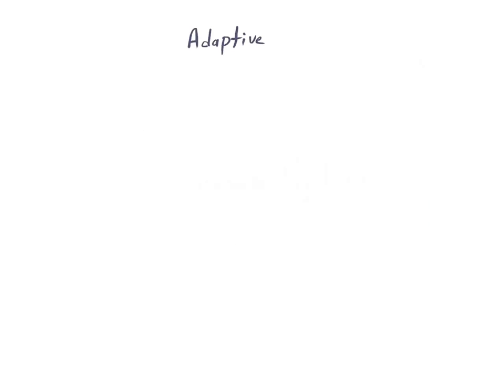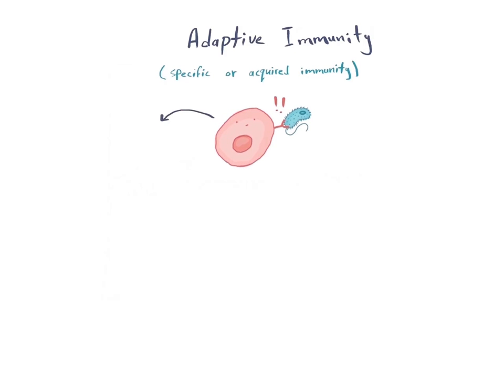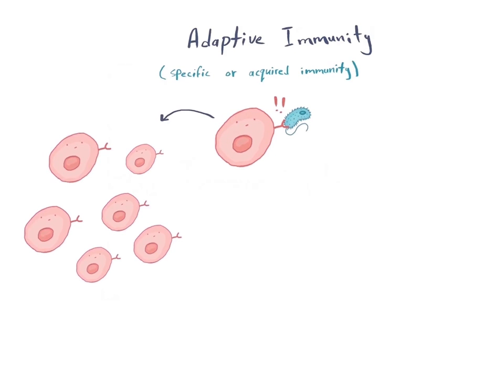The second type of immunity, which is the adaptive immunity, is also known as specific or acquired immunity. It requires expansion and differentiation of lymphocytes in response to microbes before it can provide an effective defense. The cells of the adaptive immunity, which are lymphocytes, express receptors that specifically recognize a much wider variety of molecules produced by microbes as well as non-infectious substances.